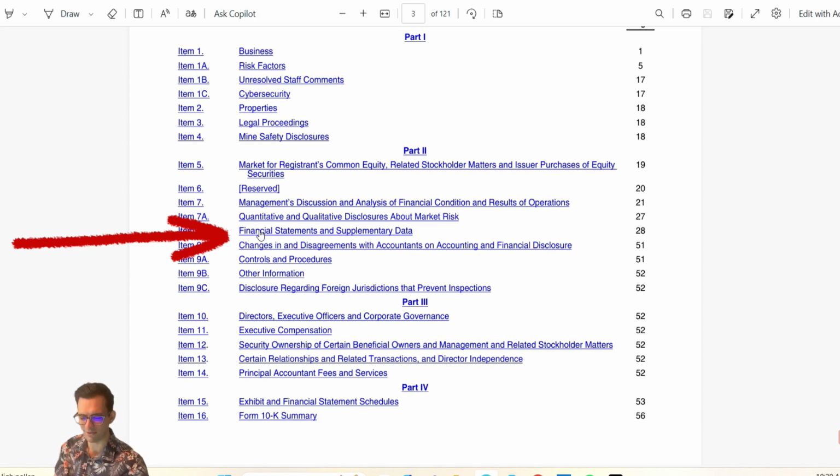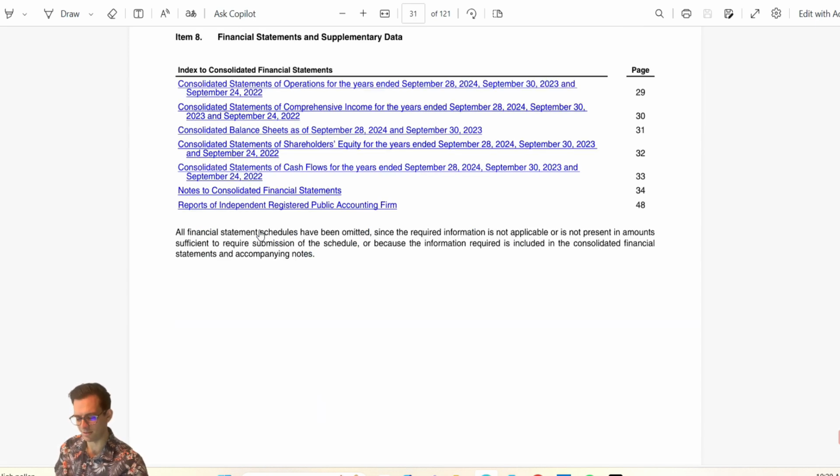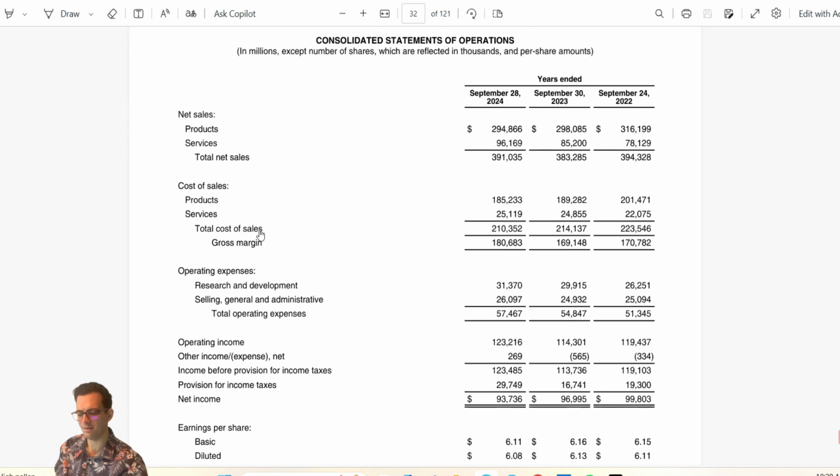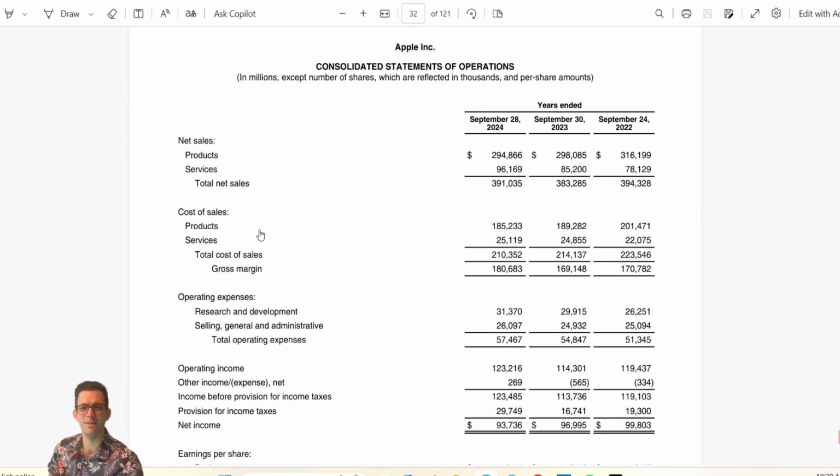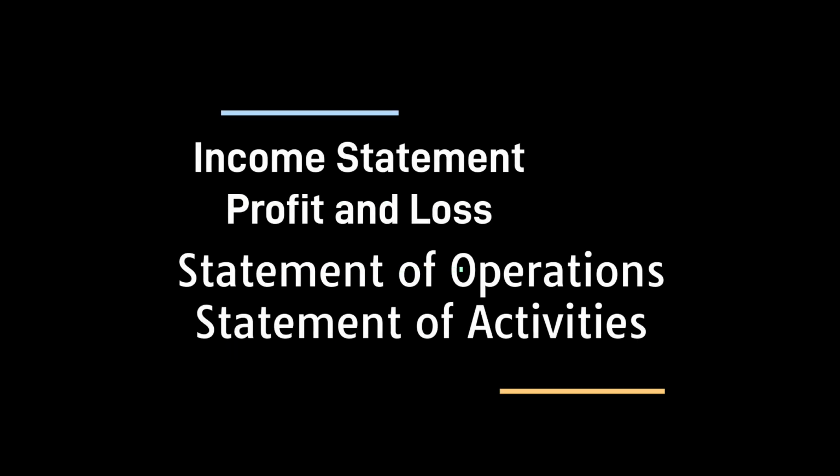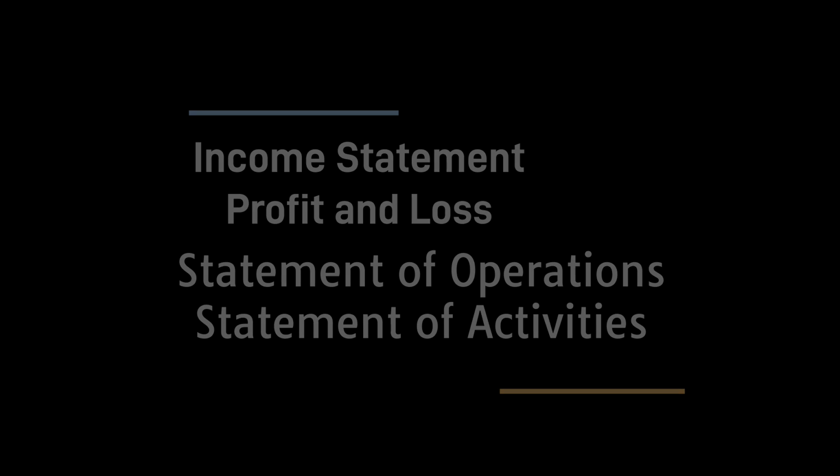So we can click on financial statements and then we just scroll on down and we're at the first statement that we're going to look at. The consolidated statements of operations. It's also known as the income statement.